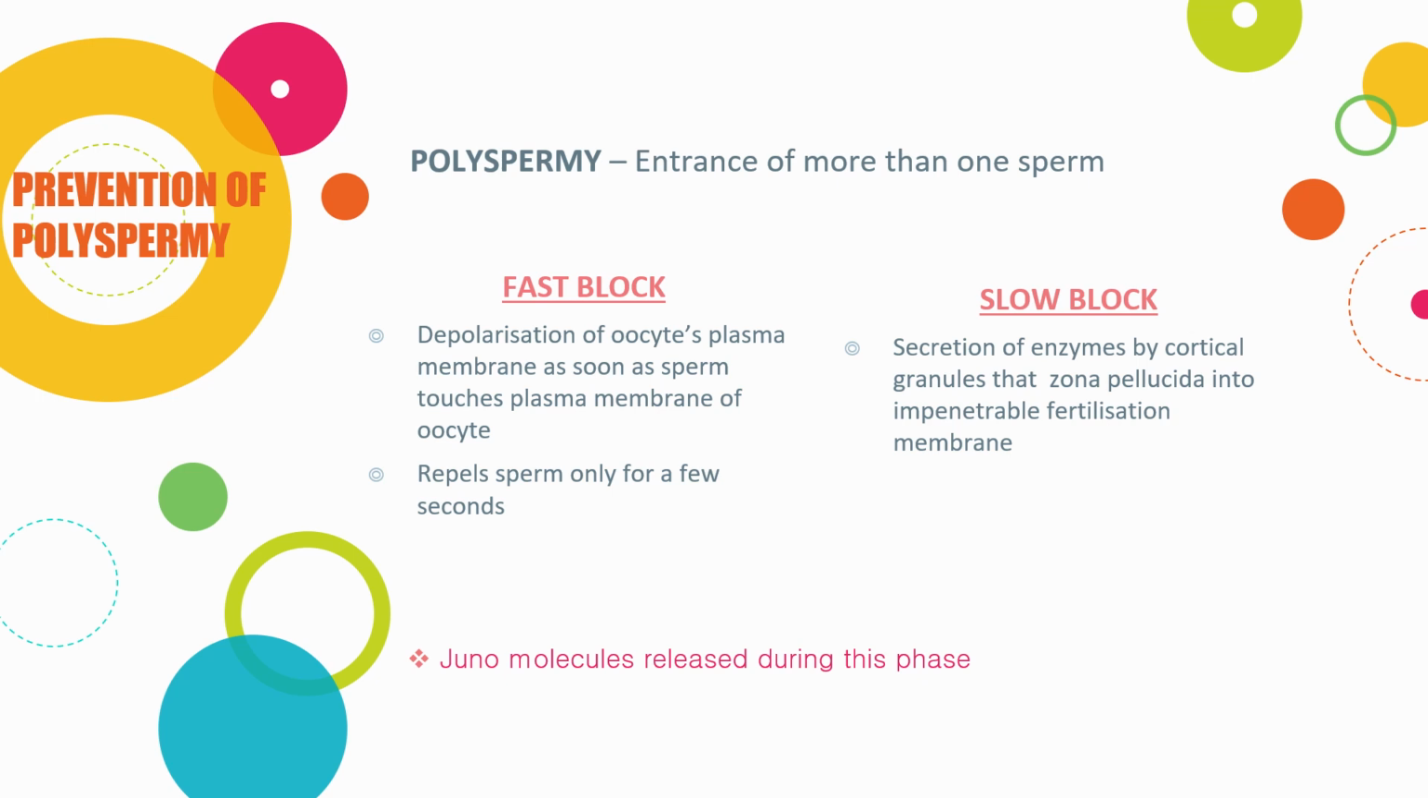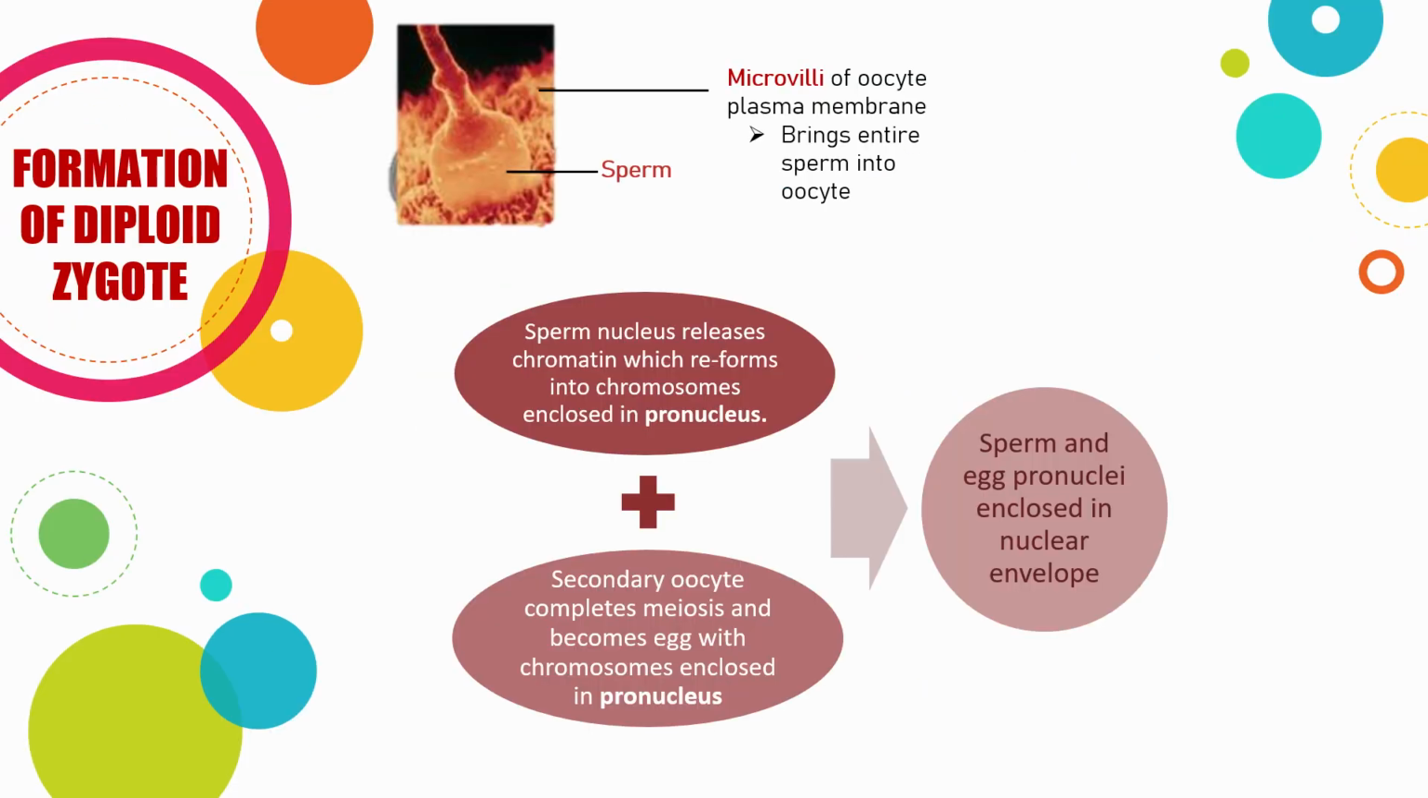During this phase, Juno molecules are also released from the oocyte. The Juno molecule is basically a key molecule present under the zona pellucida. It is a molecule that is required for sperm-egg fusion, and in this phase, it prevents further specific interactions. Now, after all that are the last few events of fertilization that includes the formation of diploid zygote.